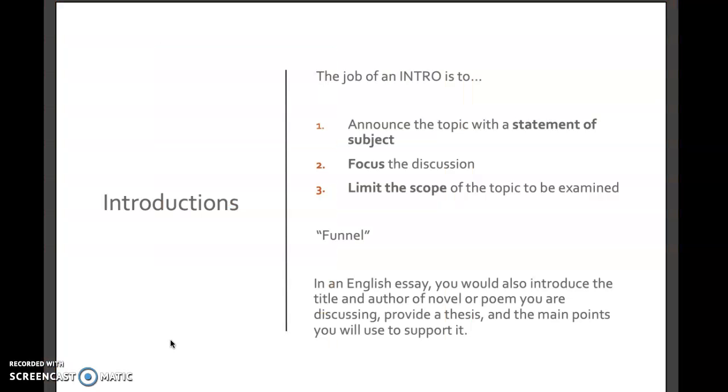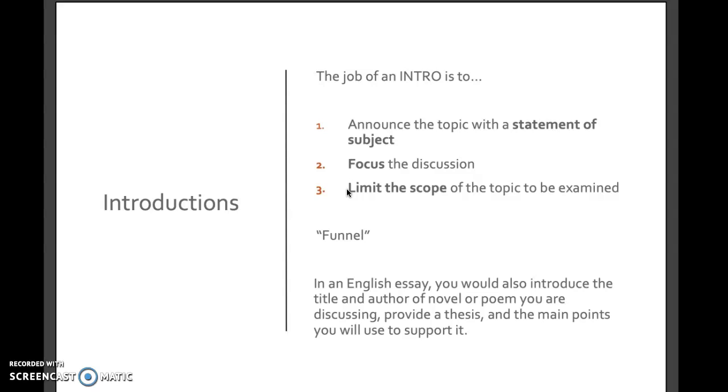The introduction has a very specific job. The job is to announce the topic with a statement of subject, focus the discussion, limit the scope of the topic to be examined, and make the reader feel as if they're about to read the best essay on that subject that they've ever read before.